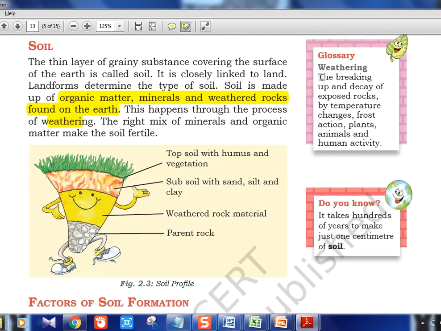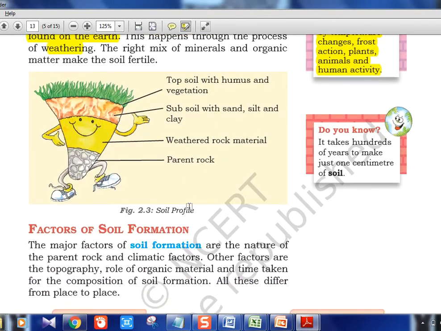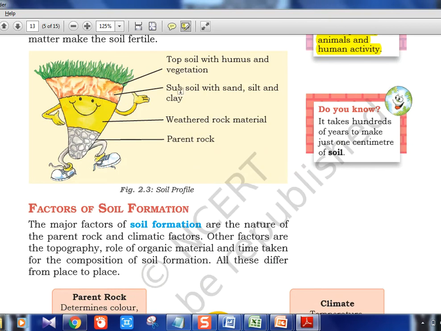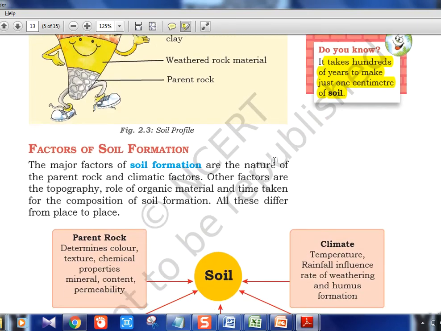Weathering is the breaking up and decay of exposed rocks by temperature changes, frost action, plants, animals and human activity. Anything which causes the decay and breaking down of exposed rocks is called weathering. This picture is there in almost every small-class textbook: topsoil with humus and vegetation, subsoil with sand, silt and clay, then weathered rock material, then the parent rock. From there everything starts. It takes hundreds of years to make just 1 centimeter of soil. It's a very lengthy process, as each layer of soil is formed.